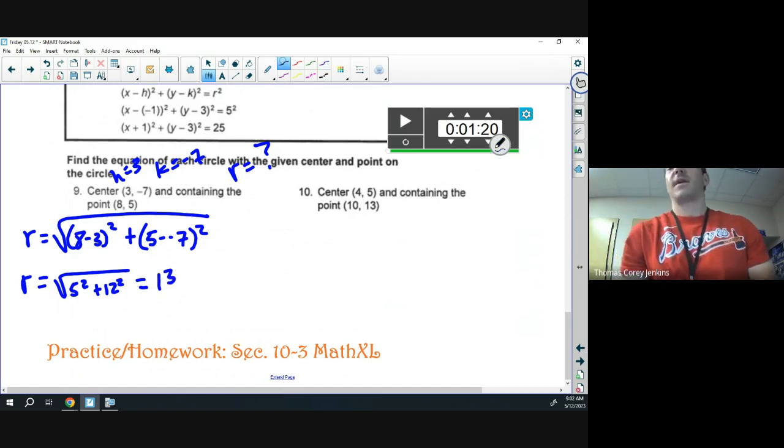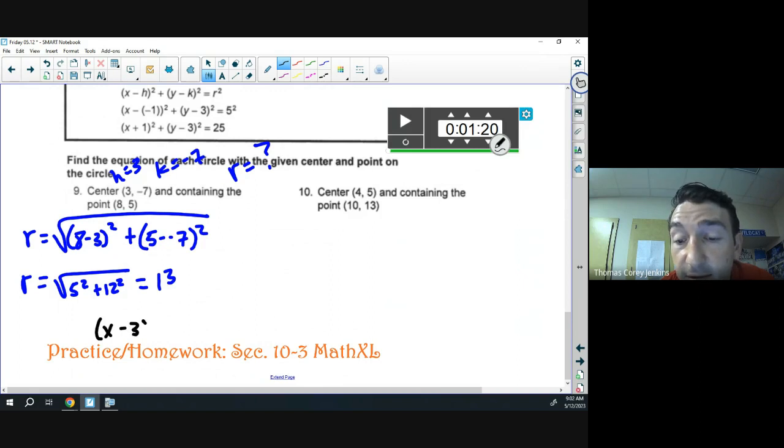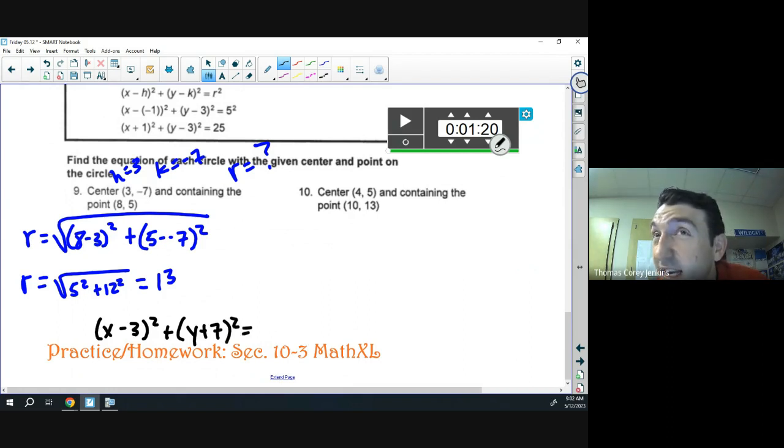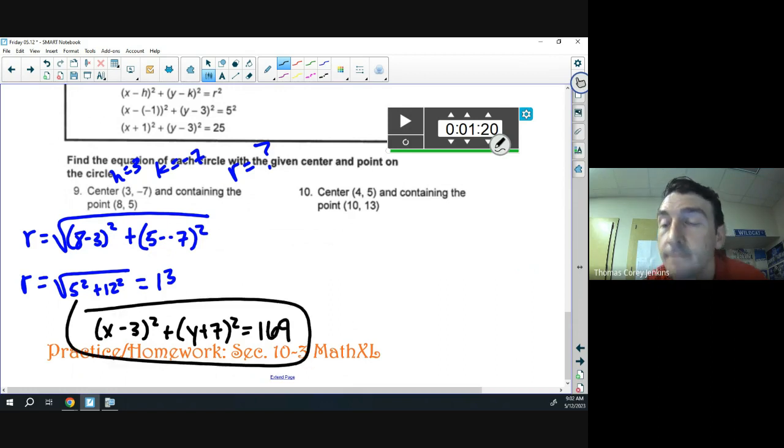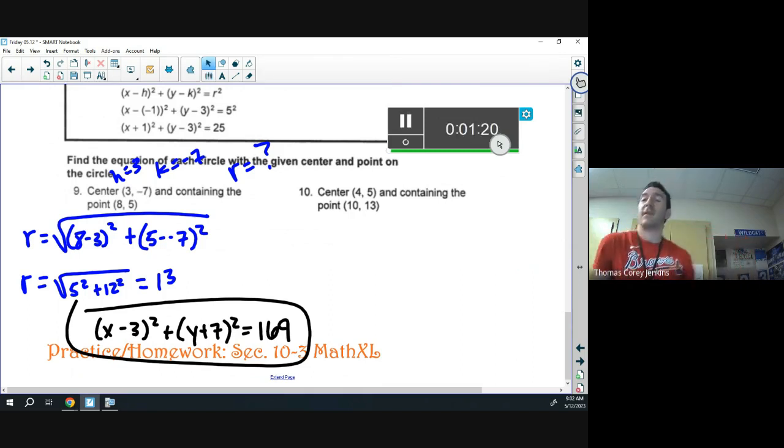All right, so there we go. Now we have everything we need. So now we just plug in. So it's x minus 3 squared plus y plus 7 squared equals, remember, not 13, but 13 squared, which is 169. There it is. So that's how you find the missing piece. You go ahead and try number 10, and I'll post your Math Excel, and then I'll show number 10. Should have some time to do some work.